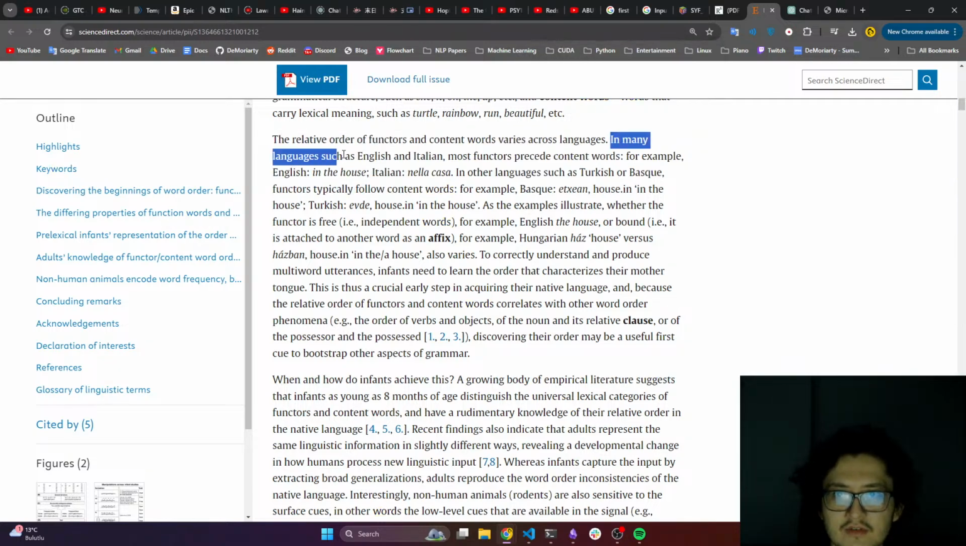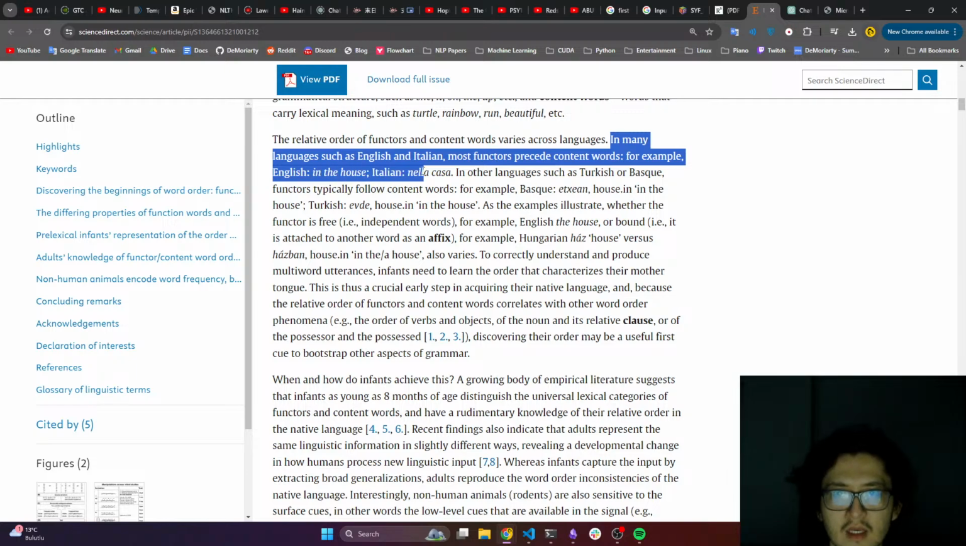In many languages, such as English and Italian, most functors precede content words. For example, in the house, nella casa. In other languages, like Turkish or Basque, functors typically follow content words.